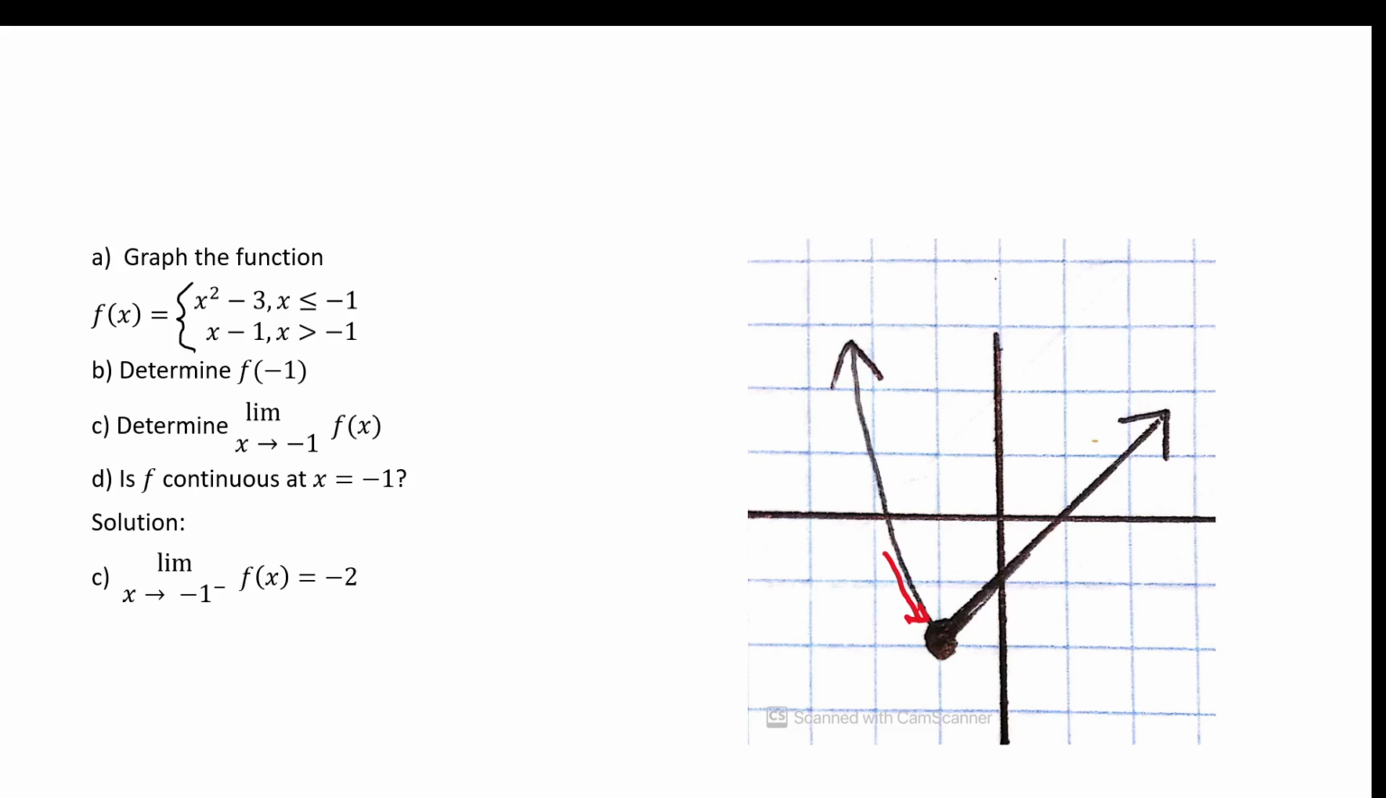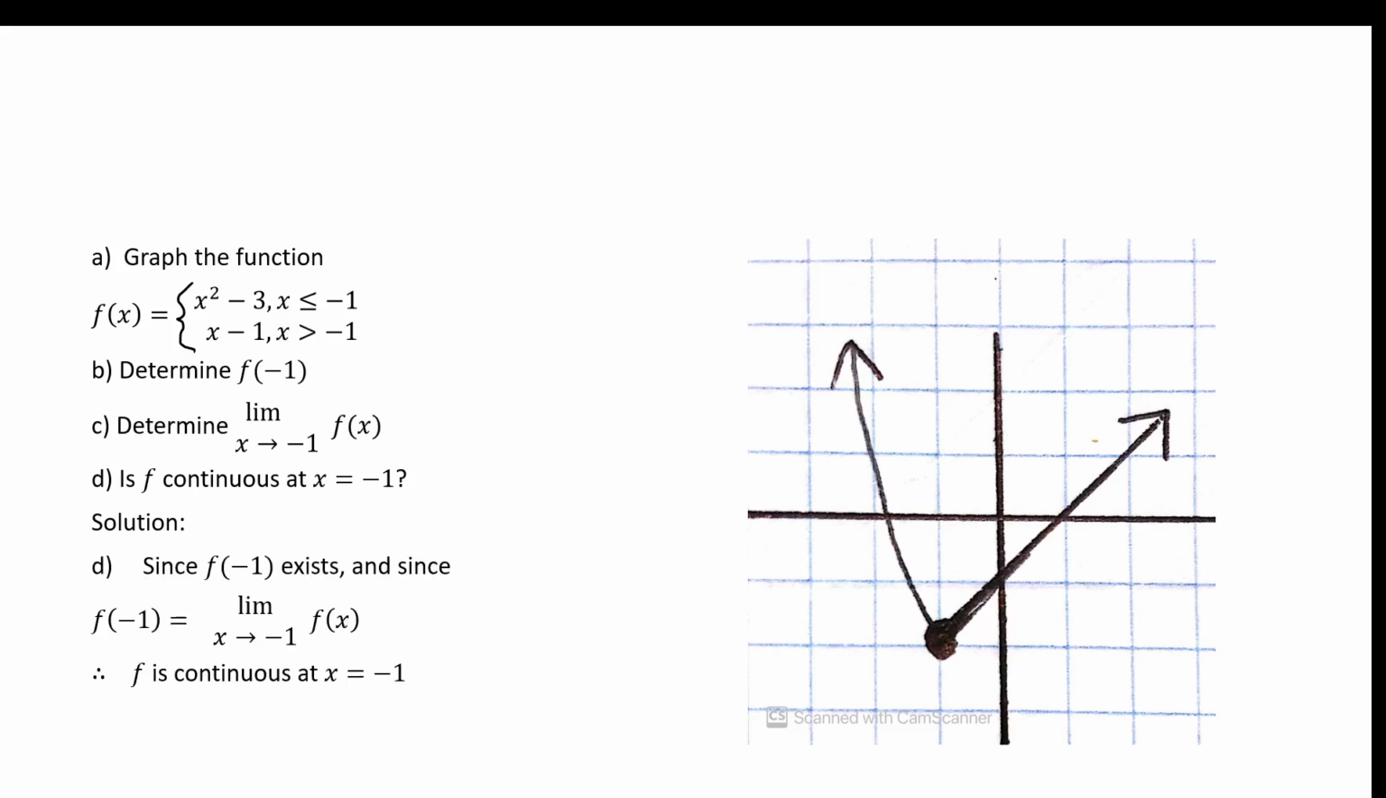Now let's answer part C. Let's figure out the limit as x goes to -1 of f of x. As x goes to -1 from the left, as shown by that red arrow, we see our y-coordinates getting infinitely close to -2. And as x goes to -1 from the right, as shown by that red arrow, we see the y-coordinates getting infinitely close to -2. So those limits are shown and they agree with each other.